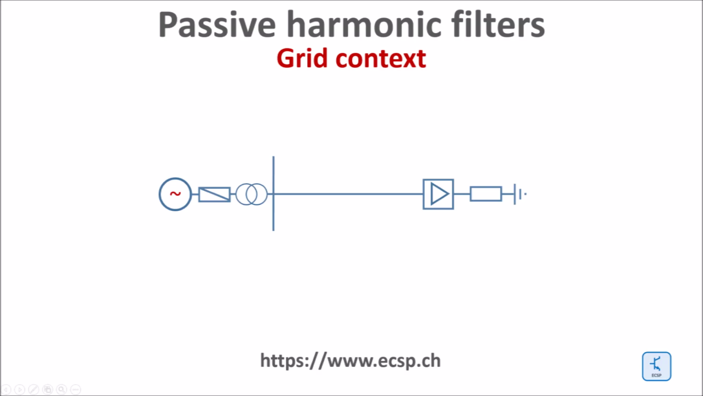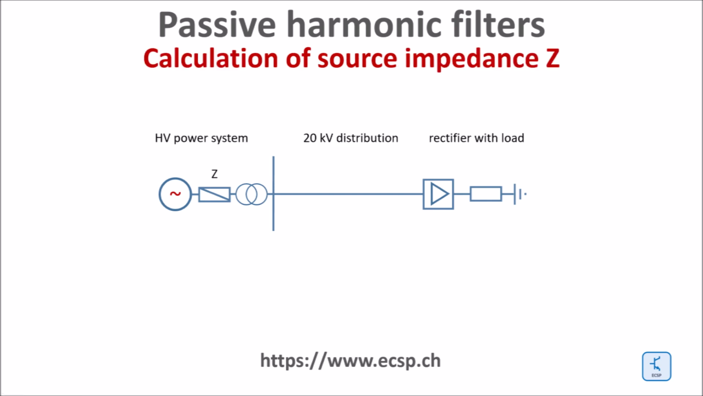Here is a schematic layout of our system. In this example, the rectifier on the right side is connected to a distribution network, which is connected to the power grid on the left side by a transformer. For simplification, we leave out the transformer and recalibrate the source impedances to the distribution voltage.